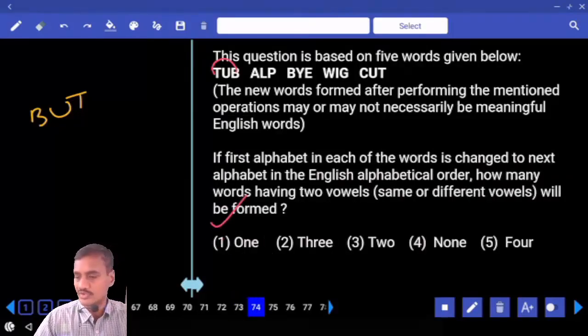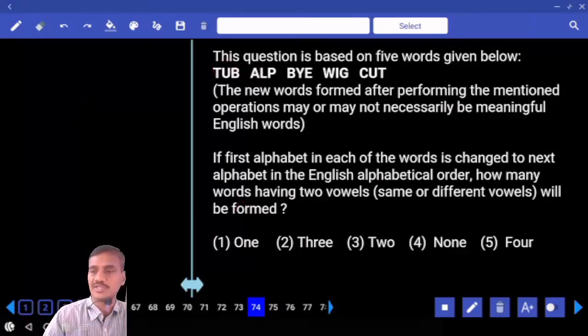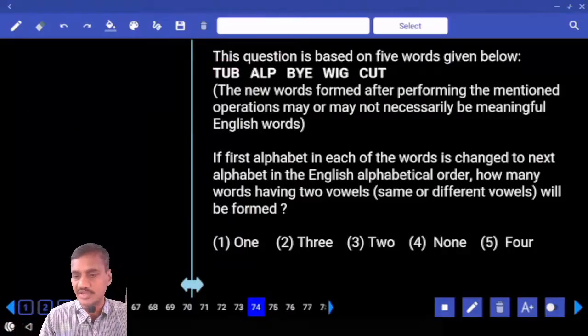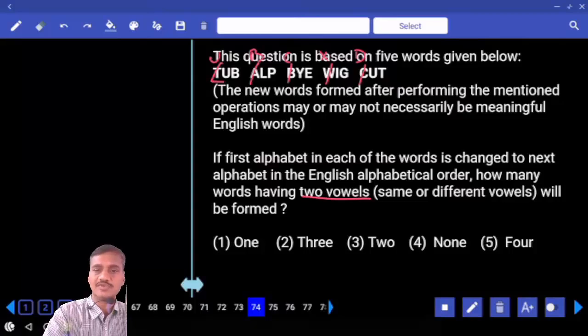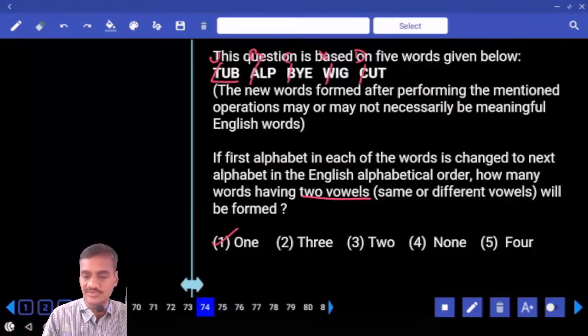Then 74, the first alphabet in each of the given words is changed to the next alphabet. How many words have 2 vowels? T plus 1 is U, and here A plus 1 is B, and B plus 1 is C, W plus 1 is X, C plus 1 is D. Now how many have 2 vowels? Only in the first one we have 2 vowels, that is U and U. Choice 1, question number 74.